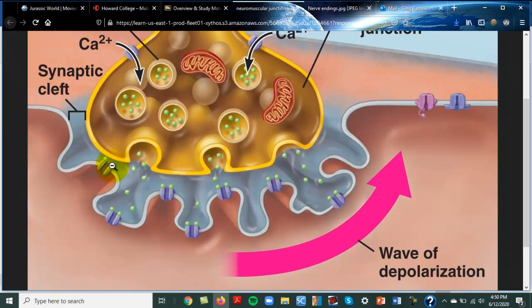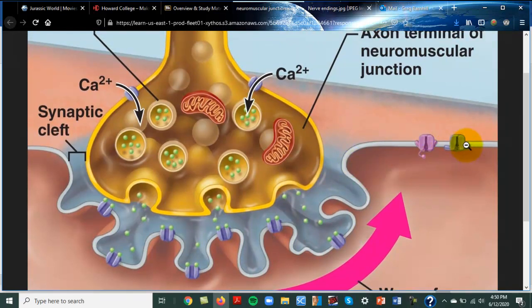Now this area that's folded here is called the motor end plate. It's the folded sarcolemma. And there are the little channels. You can see those. The sodium-potassium channels, you can see those here. That's a good, you know, how sodium rushes inside, this little channel will open. That's why it's said to be more permeable. Here's a potassium channel that will open and allow potassium to leave as this one closes.